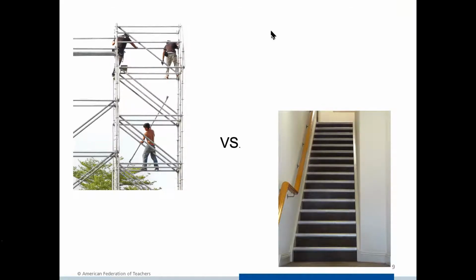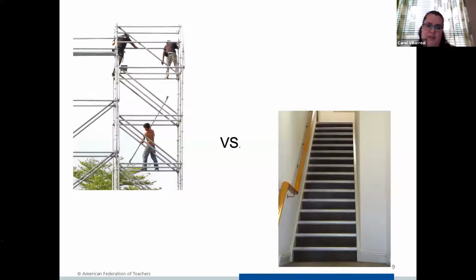You have scaffolding on the left and stairs on the right. Okay, so we have a scaffolding and then we have stairs. So what do you think this has to do with differentiation? So scaffolding, yes, we do a lot of scaffolding when we're doing differentiation. One has people on different levels.